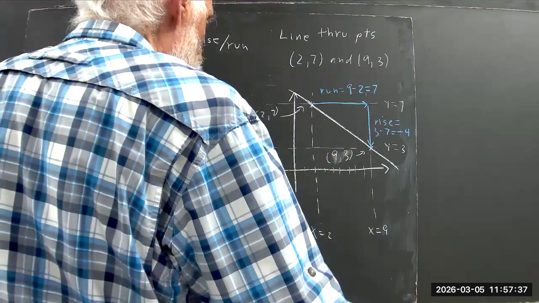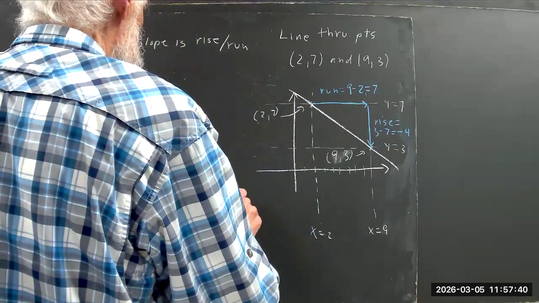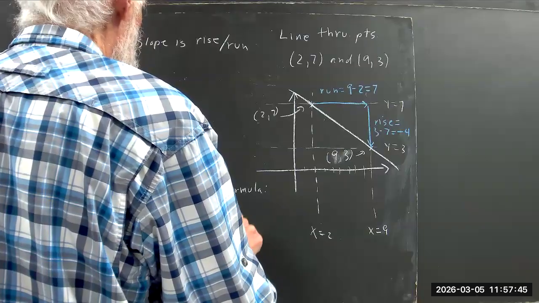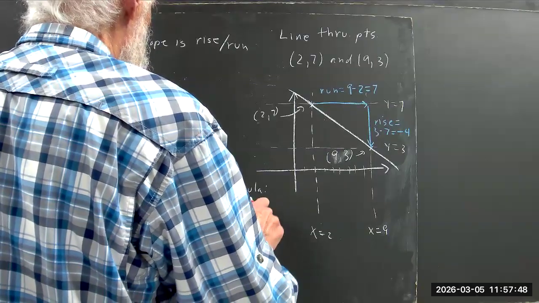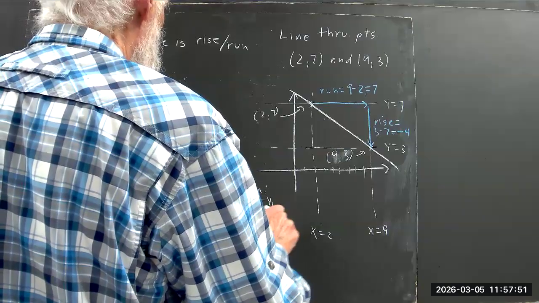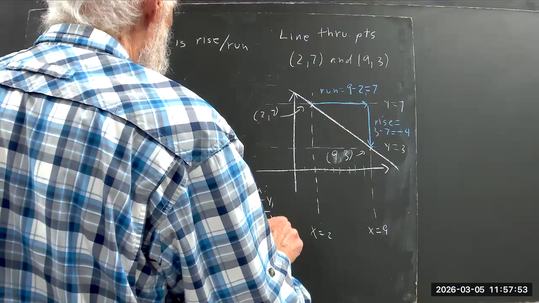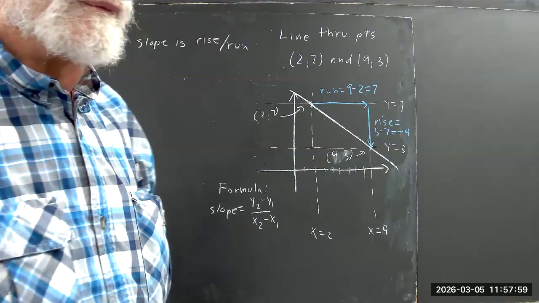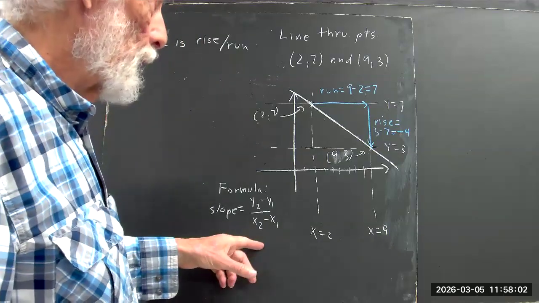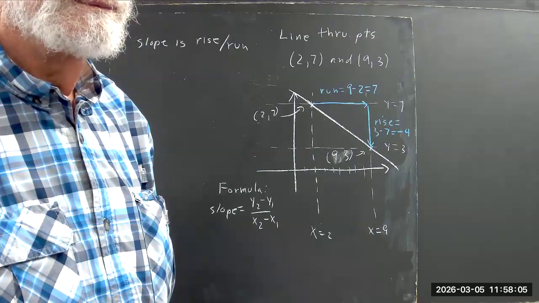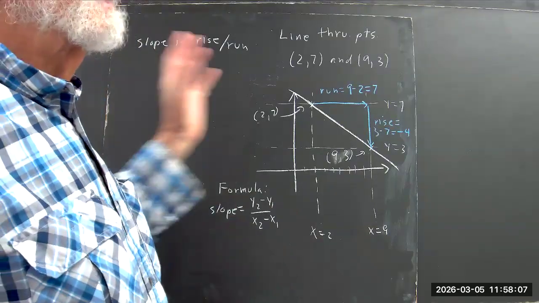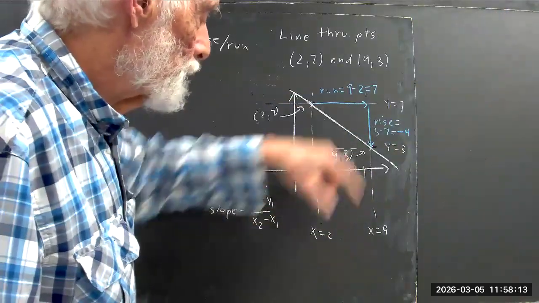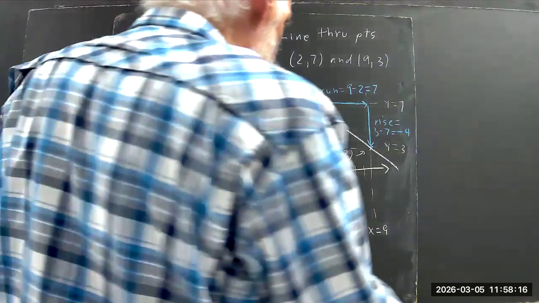Now there's a formula: y2 minus y1 over x2 minus x1. I don't recommend that you use that formula without first drawing the picture. You can use the formula without having any picture in your mind at all, okay? So you want to draw this picture.